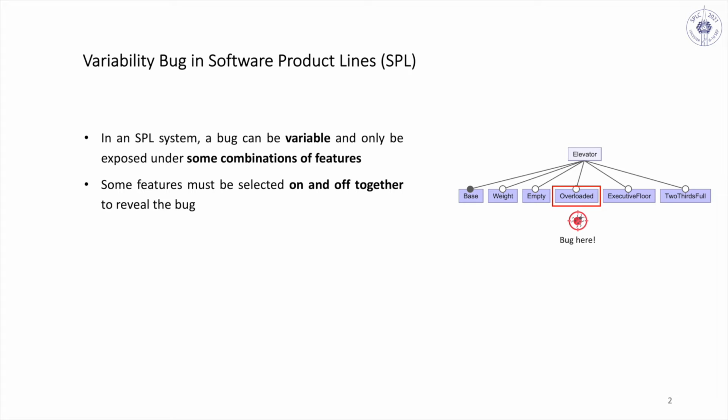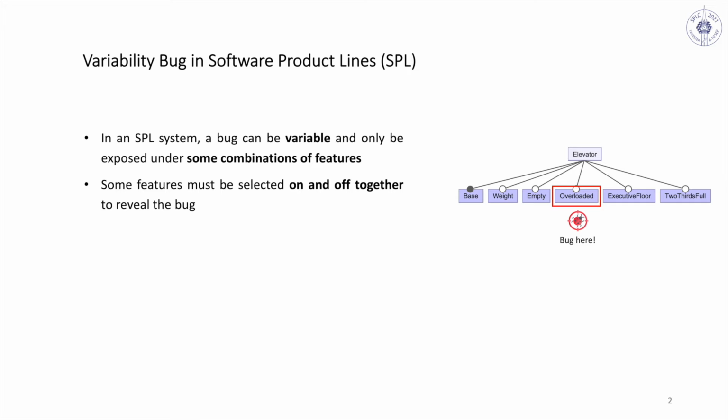This system contains 6 different features: base, width, empty, overloaded, executive floor, and two-thirds full. All the feature statuses, on or off, are controlled by the options, also known as configurations. So, as you've seen, in SPL, a feature is a basic unit of functionality additional to the base software. When we combine a set of features following a configuration, we then have a complete product, which can be considered as a singleton program.